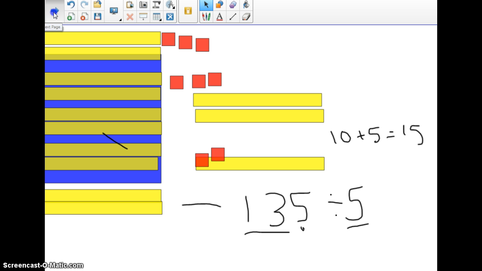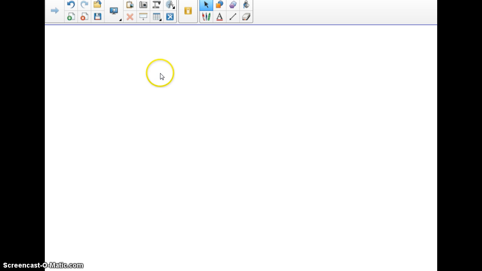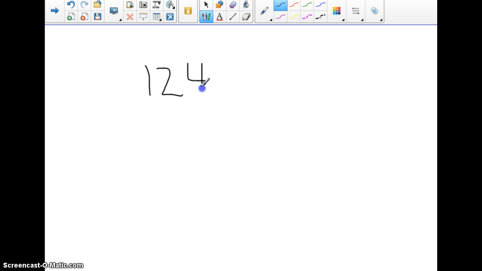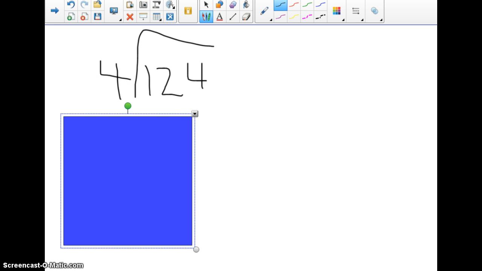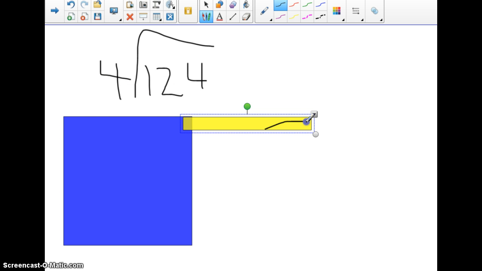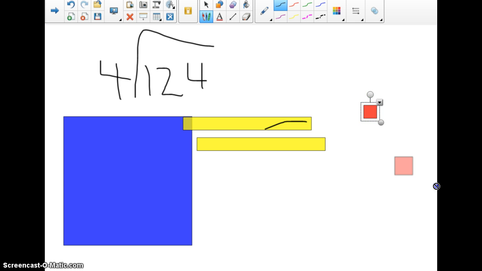Let's try one more problem to see if you've got it. This time, let's divide 124 divided by 4. Using the base 10 model, we have 100, we have 2 tens, and we have 4 ones.